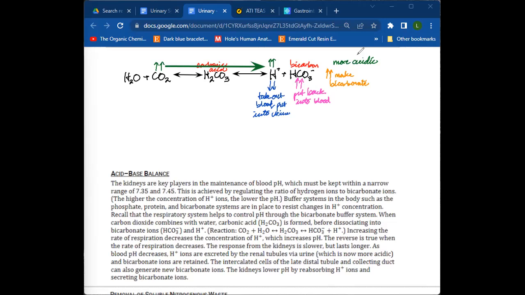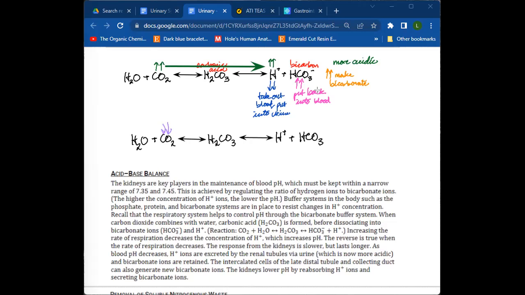Okay. Now let's take a look at what happens during hyperventilation. So as a reminder, during hyperventilation, the person's respiratory rate is too high. And so that means that they're actually breathing out too much carbon dioxide. And as they breathe out too much carbon dioxide, the carbon dioxide levels are going to go down.